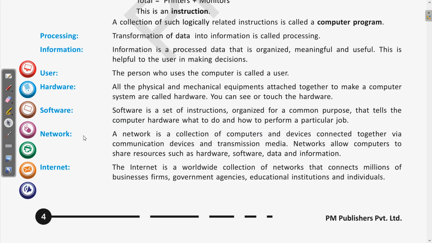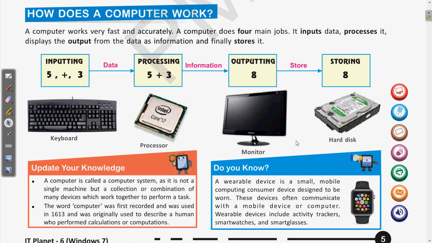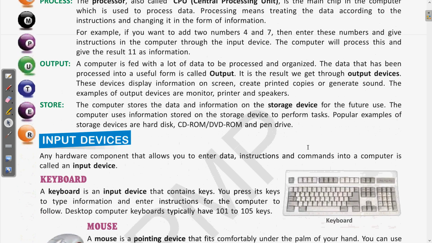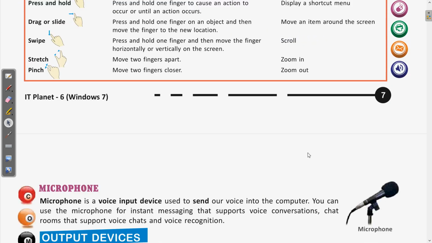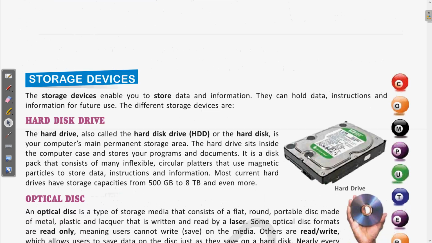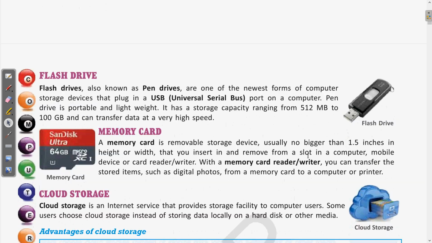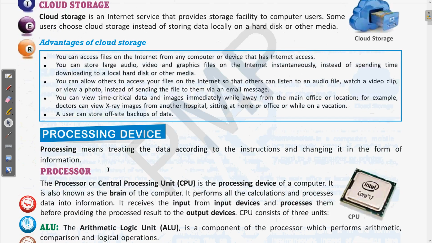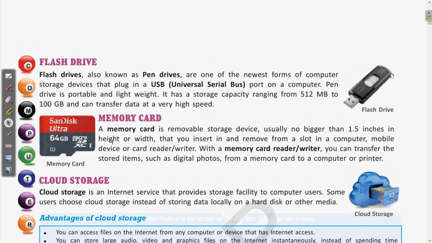Pen drive, as we have seen, is a storage device. So in the storage devices we can find the definition of pen drive. I think it is on page number... here it is. Storage devices. Okay, so coming to the flash drive, here it is. Clear? It is on page number 10. So what is pen drive?